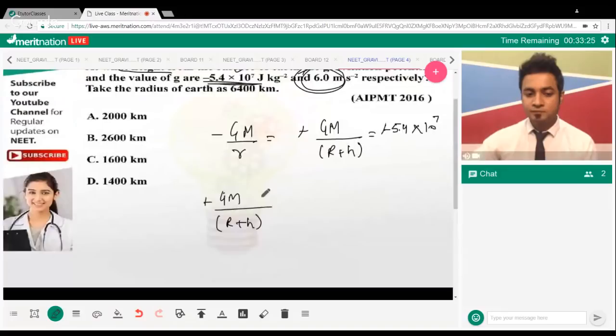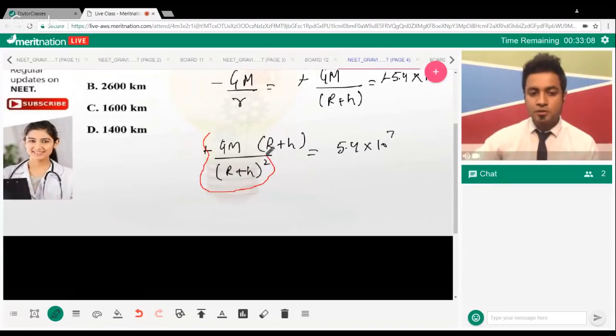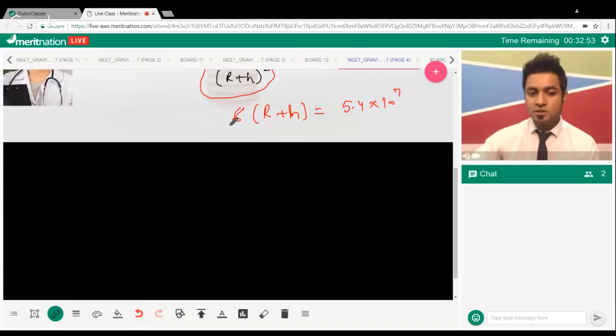You just multiply both the denominator and numerator with r plus h. So this will remain the same. And this value is already given to you, and that is nothing but 6 meter per second square. So g times r plus h is equal to 5.4 into 10 power 7. So r plus h is 0.9 into 10 power 7.